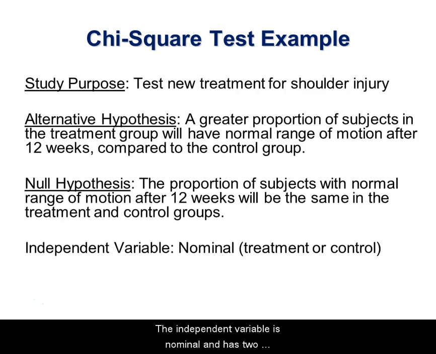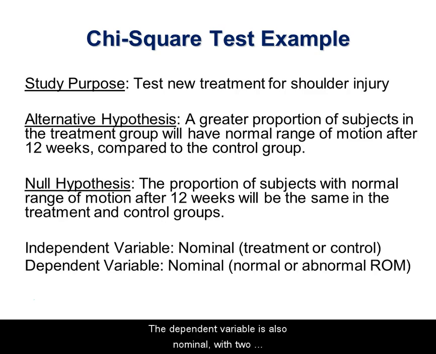The independent variable is nominal and has two categories, the treatment group and the control group. The dependent variable is also nominal with two categories, normal and abnormal range of motion.